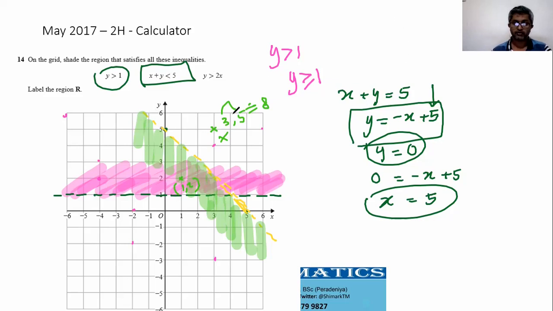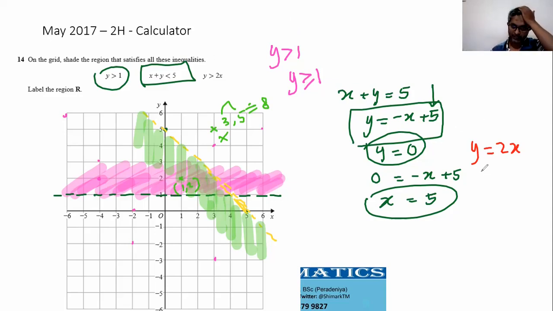So next one is y equals this guy. How to draw that one? Y is greater than 2x. So I need to just draw the y equals 2x line. How to draw the y equals 2x line? Basically, if you want to draw any line, first you get 2 points and just connect them.